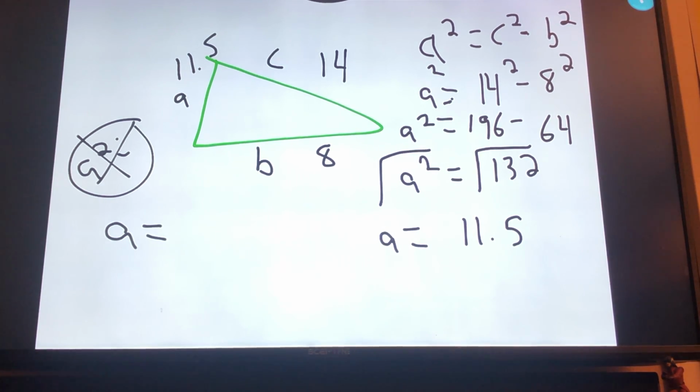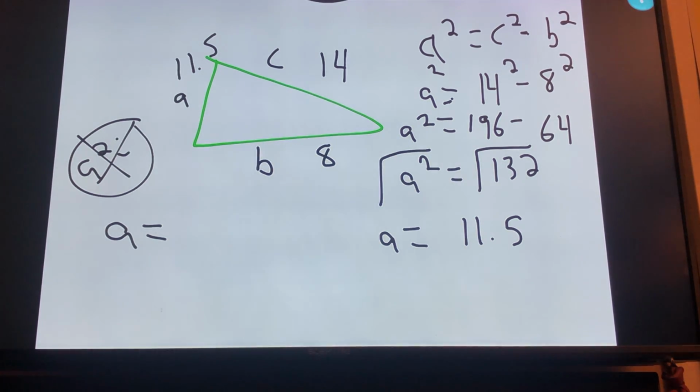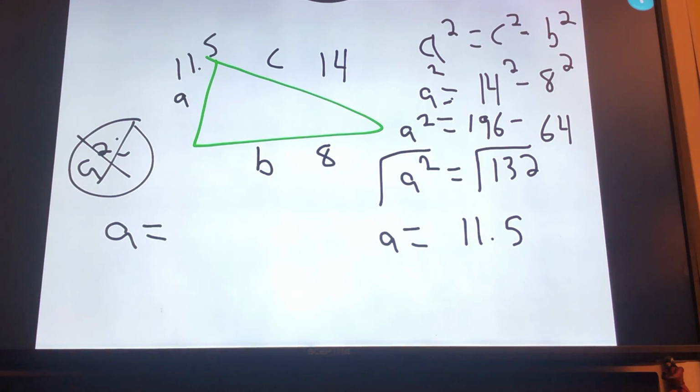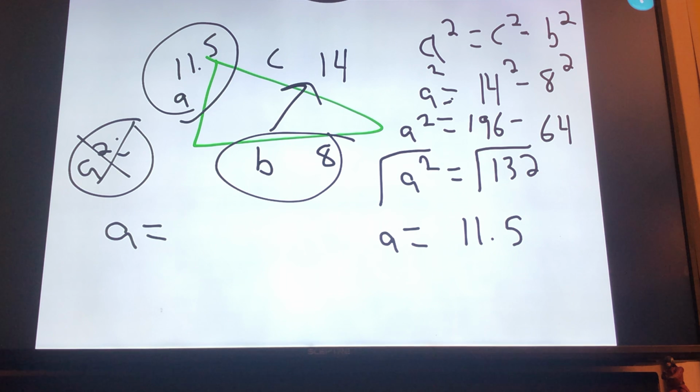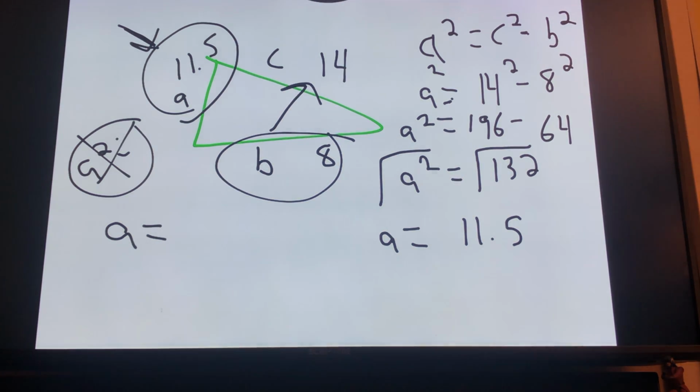And one thing I'll tell you, a quick checkpoint, if you're curious whether you're right: your legs will never be larger than your hypotenuse. So your legs will never be greater than your hypotenuse. So if this number was larger than 14, it was incorrect. If 11.5 had been larger than our hypotenuse, it would have been wrong.